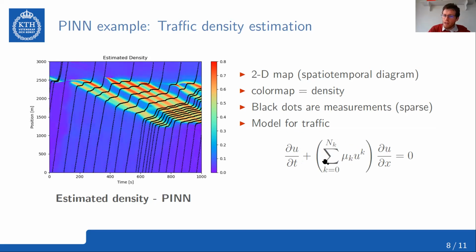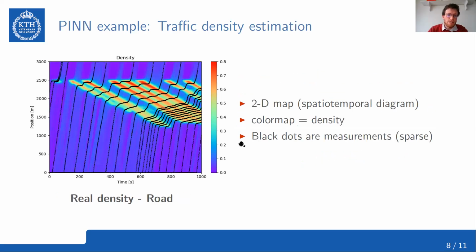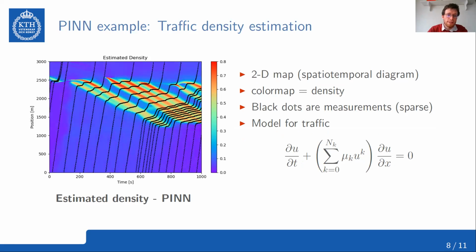Then you can say, okay, if I am not sure, I will replace it by a sum from k equal 0 to n_k of mu_k u^k. So you kind of do an interpolation. You don't know what the function is, but you know it depends on u, and you know it should follow this. And then you solve your optimization problem, and you get this estimated density. So you see it's a lot closer to the real one. It's acceptable. It's something that we can maybe use in practice.